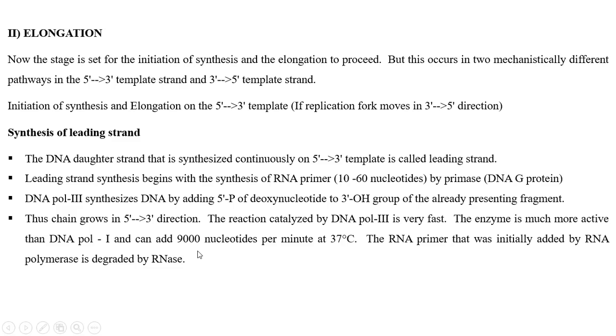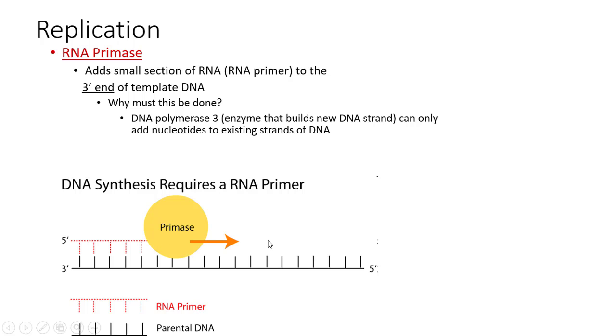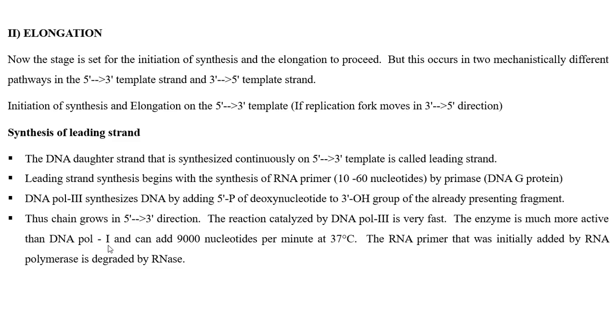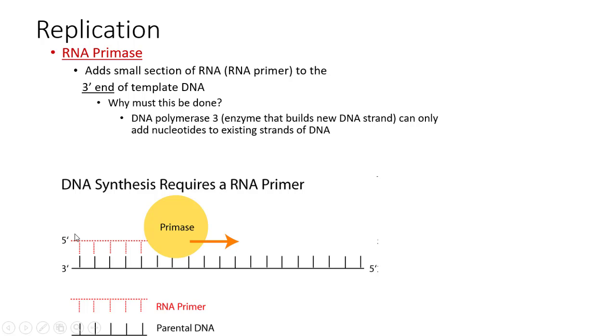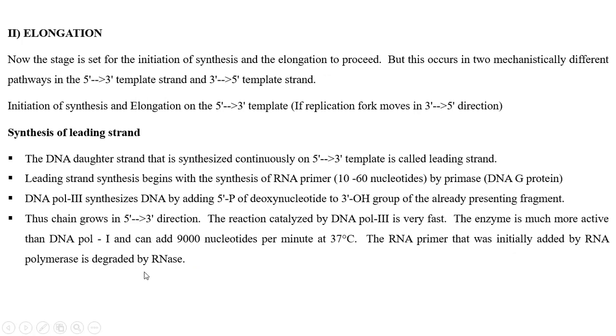That means it can add 900 nucleotides per minute at 37 degrees, faster than DNA polymerase 1. After it synthesizes the complete complementary bases, the RNA primer should be removed in the leading strand. That can be done by the enzyme called RNase, because the RNA primer is made up of RNA: adenine, guanine, cytosine, uracil instead of thymine. But DNA is made up of adenine, guanine, cytosine and thymine. So that RNA primer should be removed. That is done by the RNase enzyme.